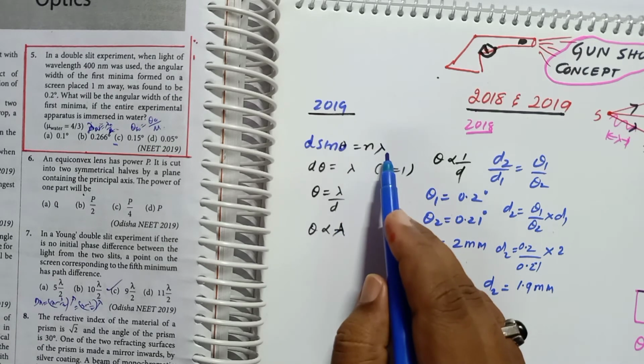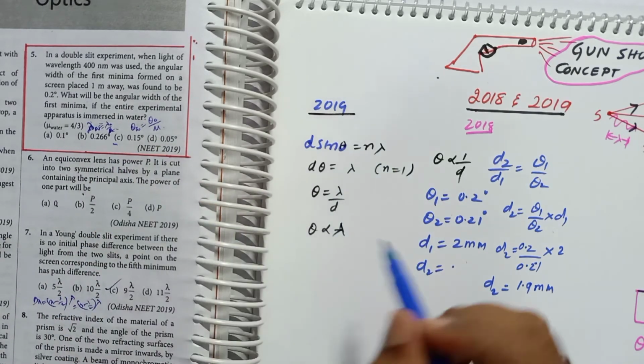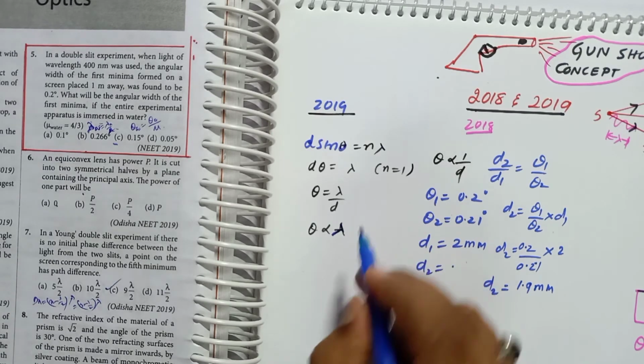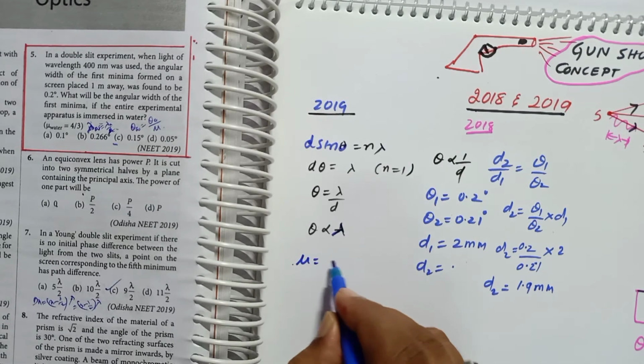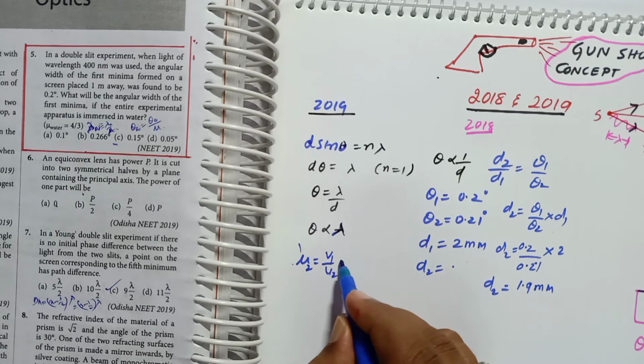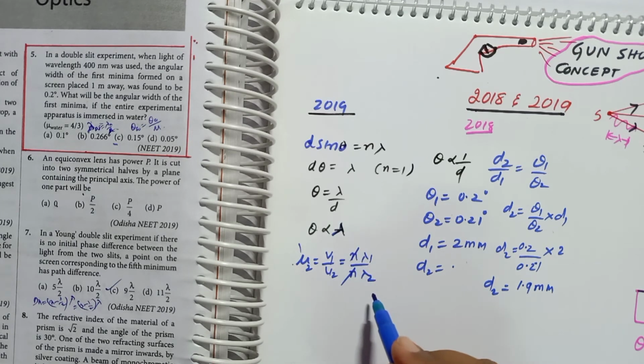Now, what is the relation between refractive index and wavelength? We all know that mu is equal to v1 by v2. This is mu 21. We can also write this as n into lambda 1 by n into lambda 2. The n's get cancelled, so you get lambda 1 by lambda 2. Frequency does not change when the medium is changed.